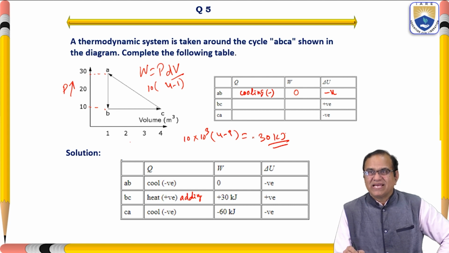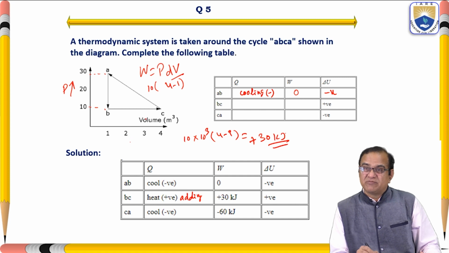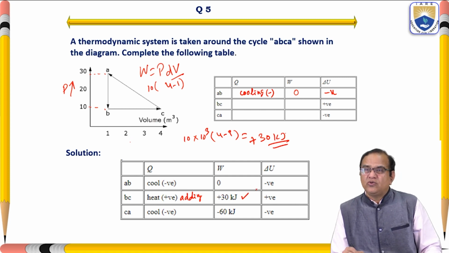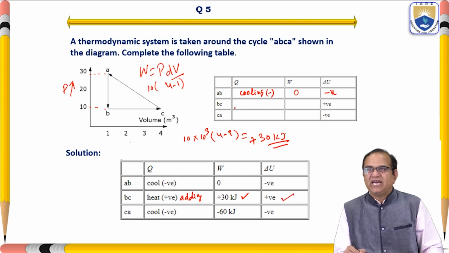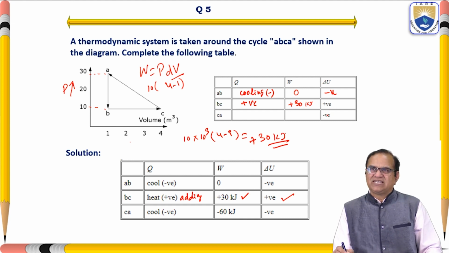So we got here plus, because expansion is taking place, work is done. It is a positive work done, and the delta U is also positive, minus positive, you will get the positive. So here you will get plus 30 kilojoule, and this is also positive, it is given.